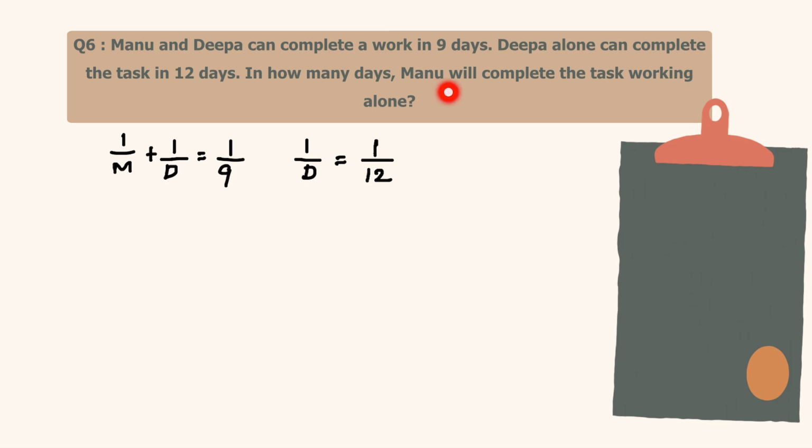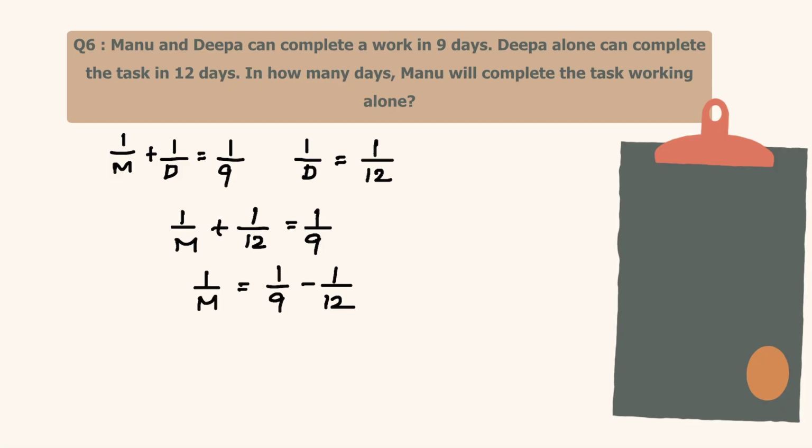Okay, so it is a very simple question. They are asking only that much: how much time will Manu take? So simply substitute the value, we will get 1 by m plus 1 by 12 equal to 1 by 9. This must be a very easy, straightforward question for you by now. That means 1 by 36. Taking the reciprocal, Manu will take 36 days.